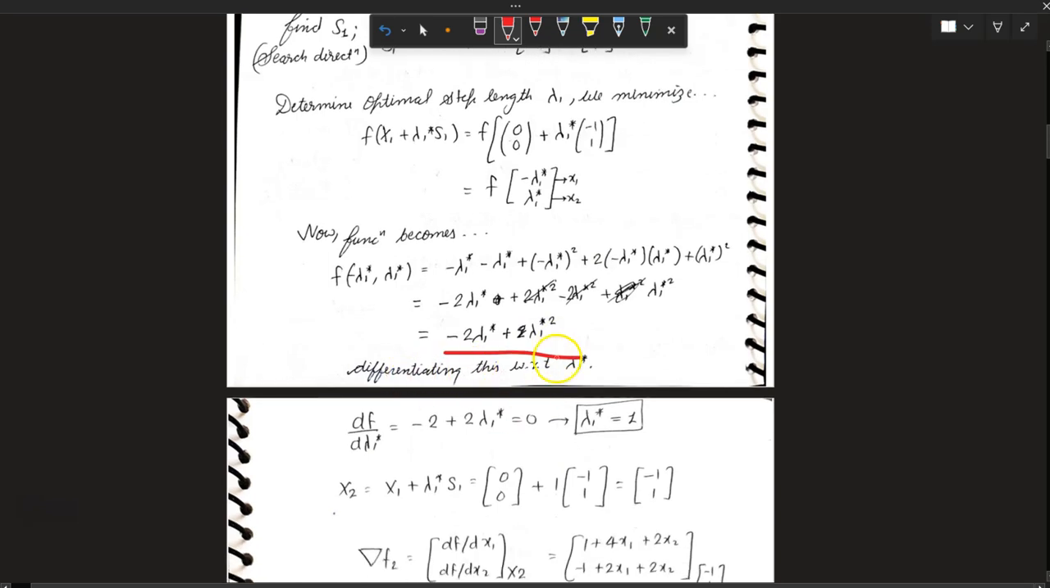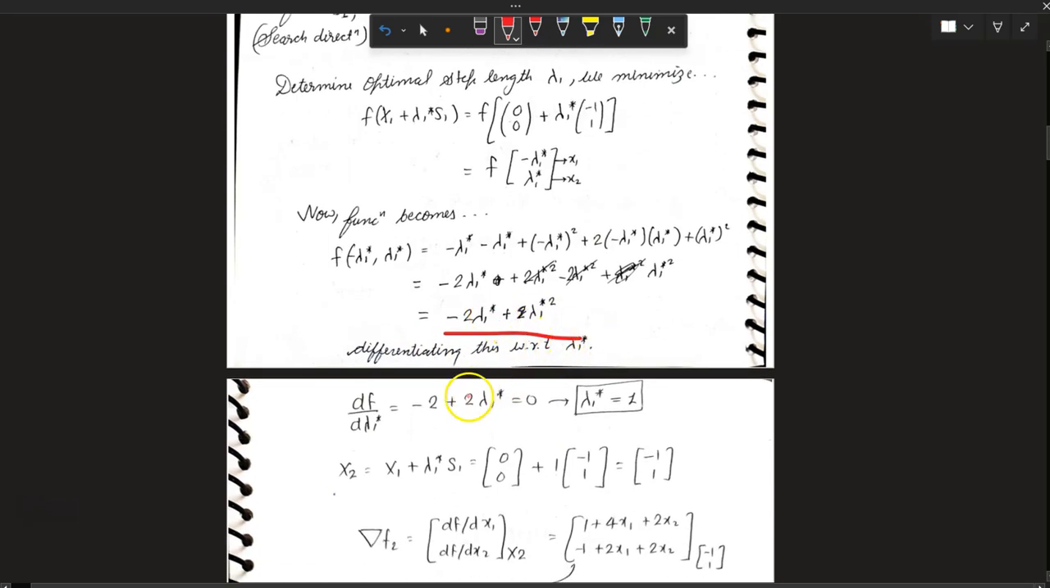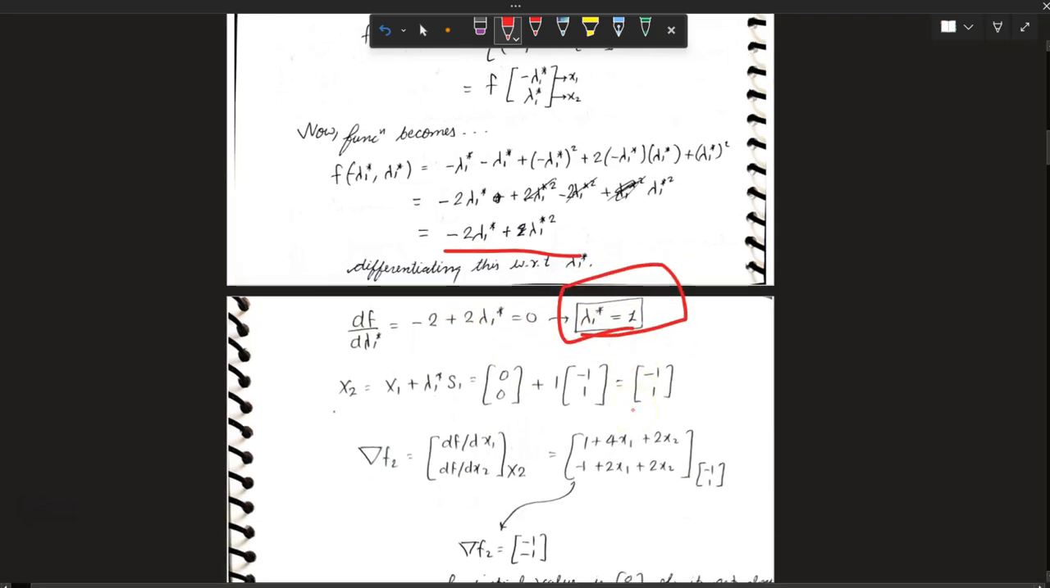Okay, then differentiate this with respect to lambda 1, you will get a point. The point is lambda 1 star equal to 1. Okay, then you have to find x2. As the procedure says, you have to find x2. x2 is equal to X1 plus lambda 1 star s1. So now you have all the values, then you can find x2 very easily.